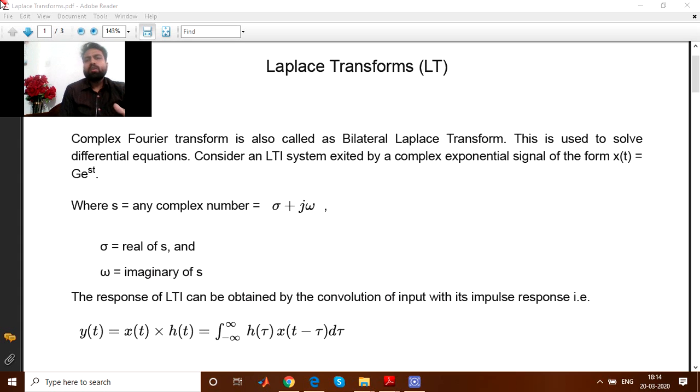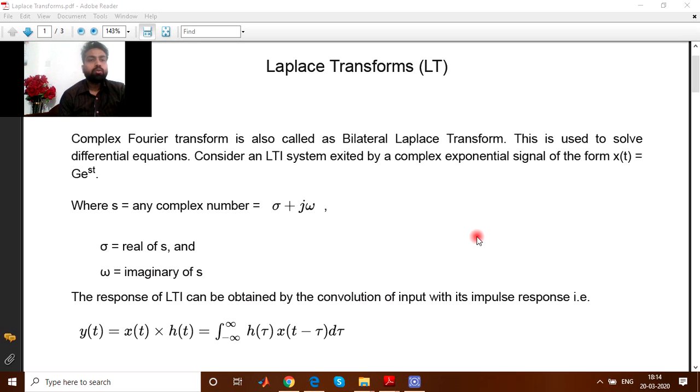There are numerous tools, of which the Fourier transform is the most common, and here we are looking at the Laplace transformation. First of all, it is important to know where we can apply this Laplace transformation. All kinds of continuous time, linear time invariant signals, we can easily apply this Laplace transformation to. The complex Fourier transform is also called the bilateral Laplace transformation.